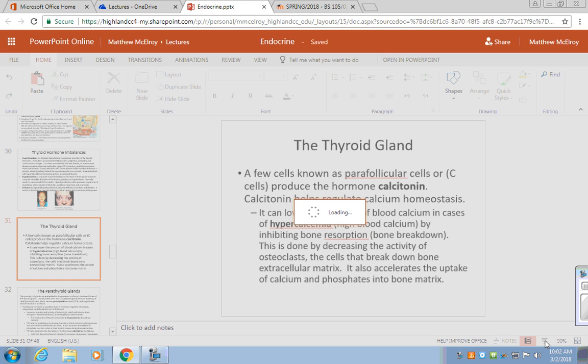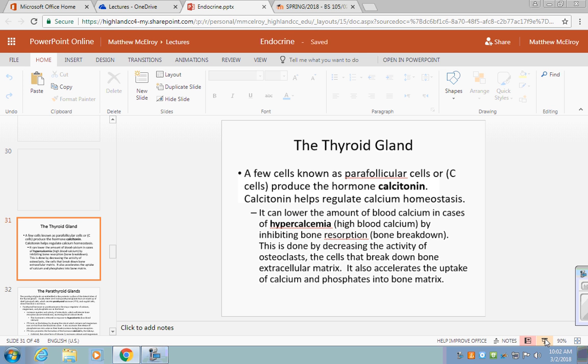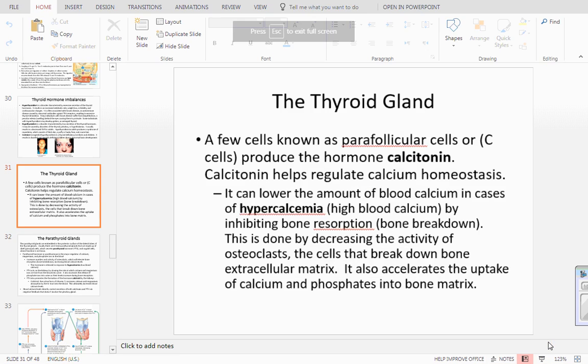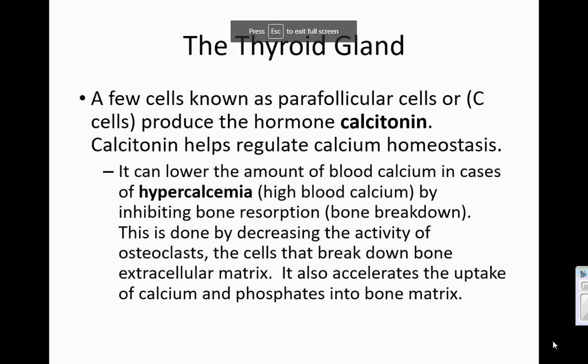Picking up where we left off on Wednesday. The last thing that we were talking about on Wednesday was our thyroid gland. We learned that there were two major hormones, T3 and T4, that the thyroid releases to increase our metabolic rate, along with some other things.